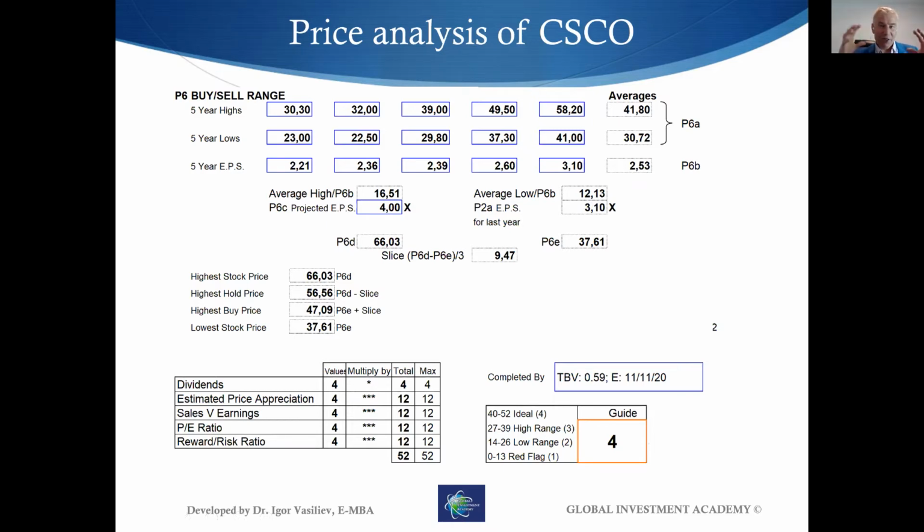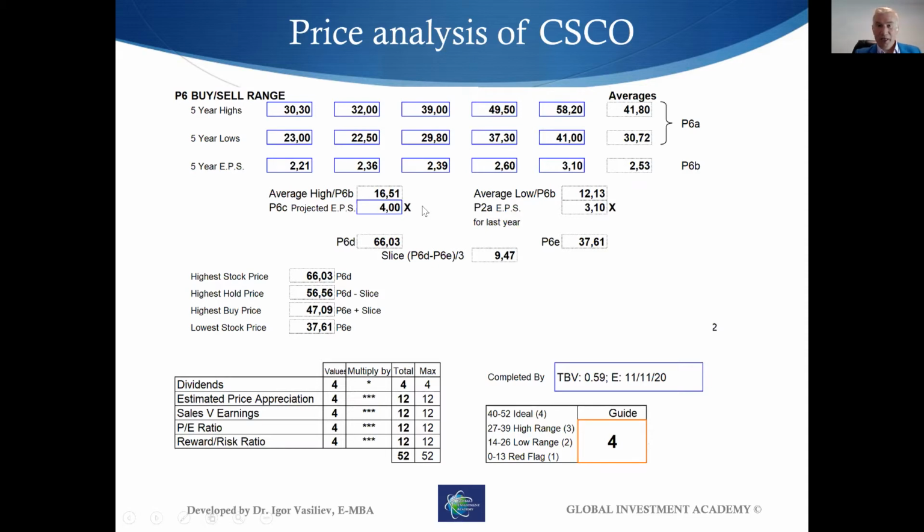So after that we think, okay, what if in the future we are going to be between exactly the same valuation? Because we took a 5-year period. You can take 10 years if you want, but 5 years is already pretty good.